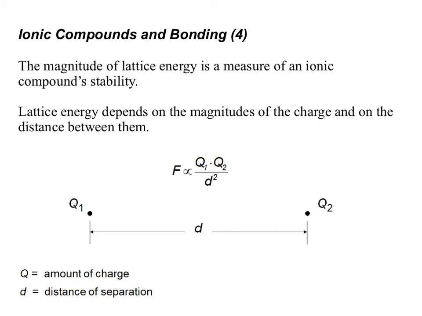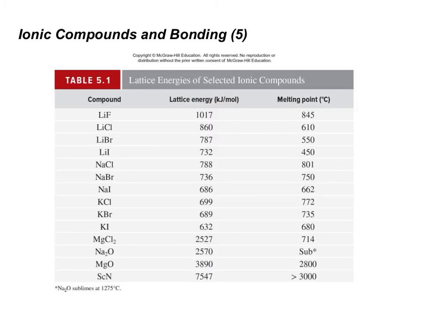Lattice energy depends on the magnitudes of the charge and on the distance between them. So once again, we use this equation of F is proportional to Q1 times Q2 over D squared, where Q is the amount of the charges and D is the distance that separates the two. Here are some examples of lattice energies of selected ionic compounds, and hopefully you will see a pattern emerging.